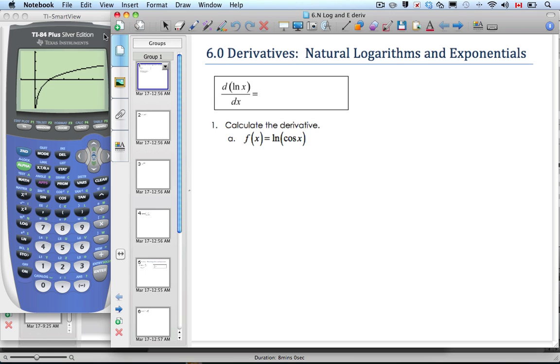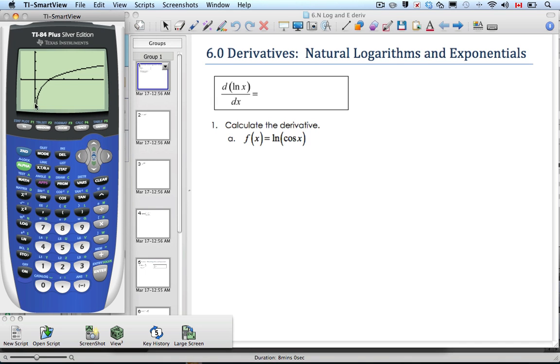So if we go over and take a look at our calculator, I've taken the liberty to graph the natural logarithm of x. Let's see what the derivative will look like. If I graph the derivative now, it looks like that. It looks like an inverse or reciprocal function. So let's see if that's true.